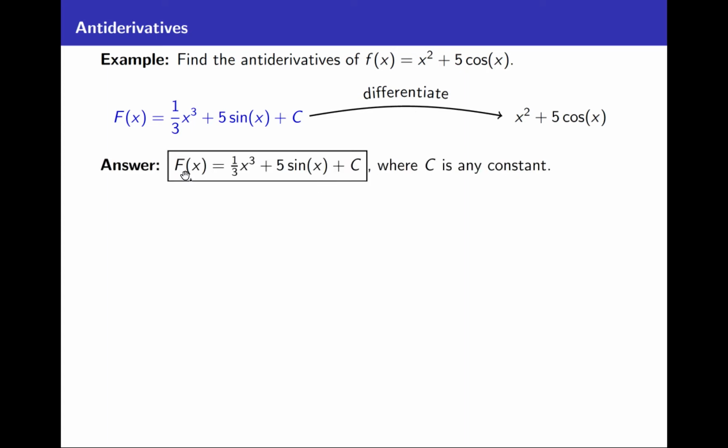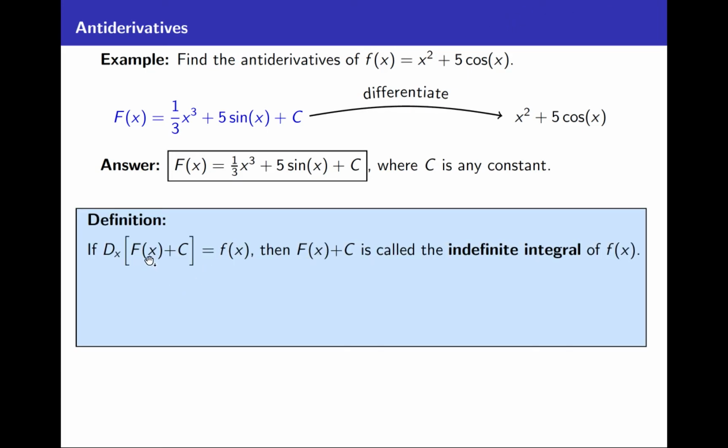So answer, the functions big F of x equals 1/3 x cubed plus 5 sine x plus c, where c is any constant. Those are the antiderivatives of x squared plus 5 cosine of x. Now that we've seen a couple of examples, I'll introduce a definition and some notation to describe what we've been doing.